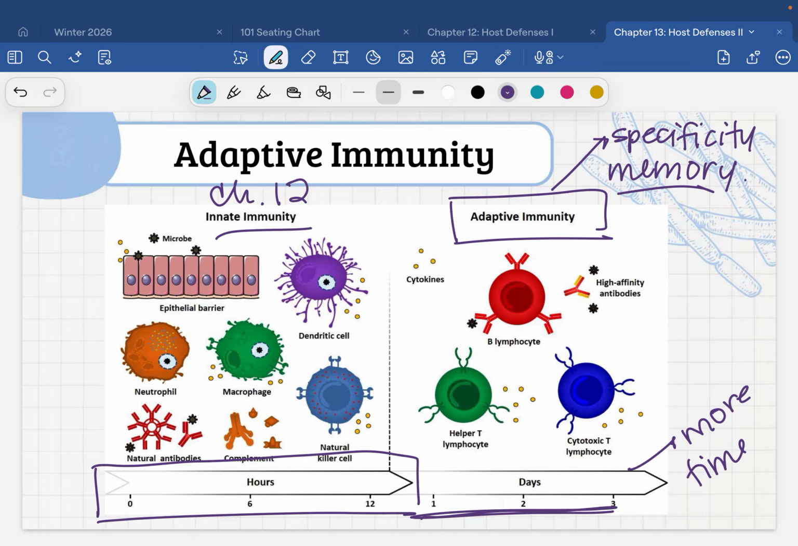So it's adaptive, it's specific, and it has memory. Those are kind of the three big words associated with the adaptive immune response. And we are going to talk about all of this in specific. We're going to talk about how that happens at each stage.